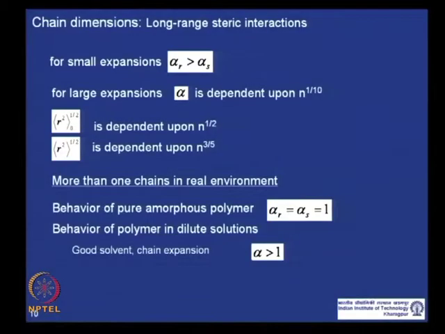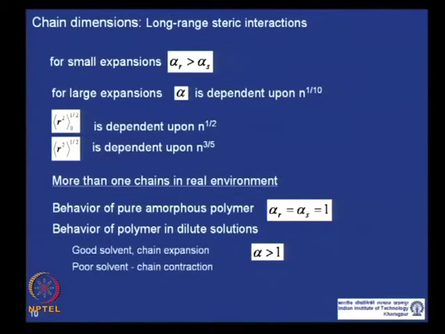So, in the case of a poor solvent, the single polymer chain tries to expand because of the excluded volume effect, whereas the polymer-solvent interaction, because it is unfavorable, tries to compact it. And when these two become equal, the polymer chain dimension becomes the same as the unperturbed dimension, and you call that solvent a theta solvent, which basically nullifies these two effects. So, in a good solvent there is chain expansion, and the expansion factor is more than 1.